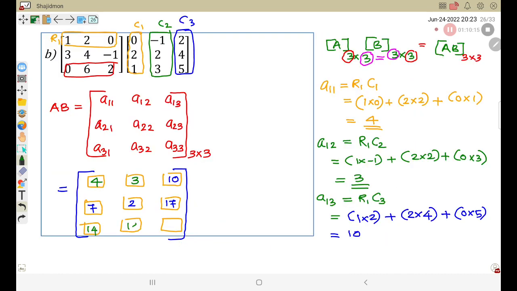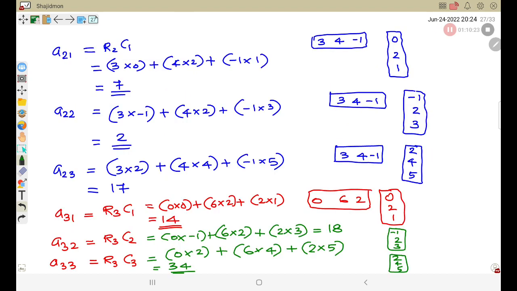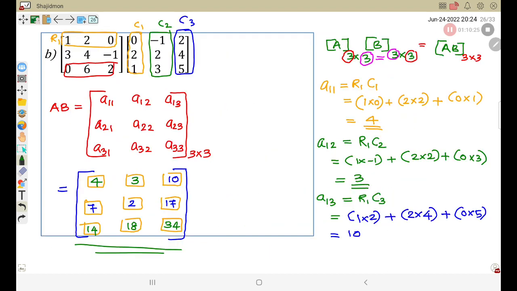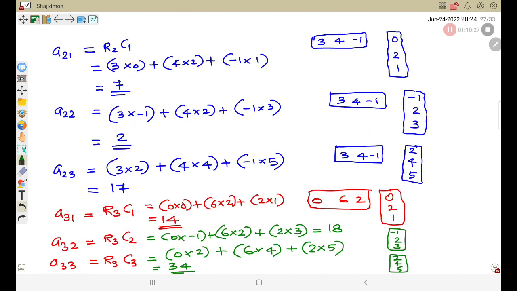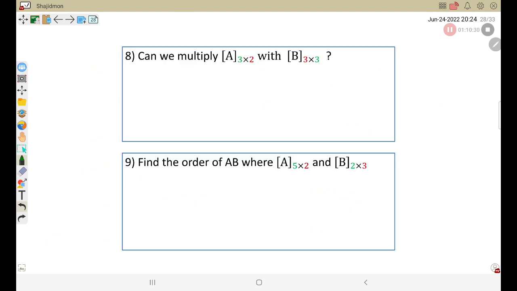So this is the multiplication of two matrices A and B. I hope you understood this question also. Okay, so you can check the detailed calculation here. All are given, how to multiply. Now we will go to the eighth question.